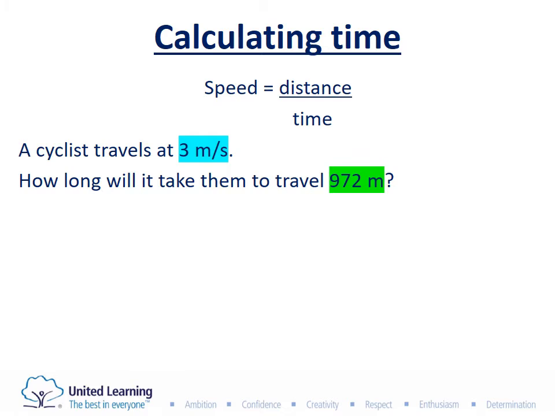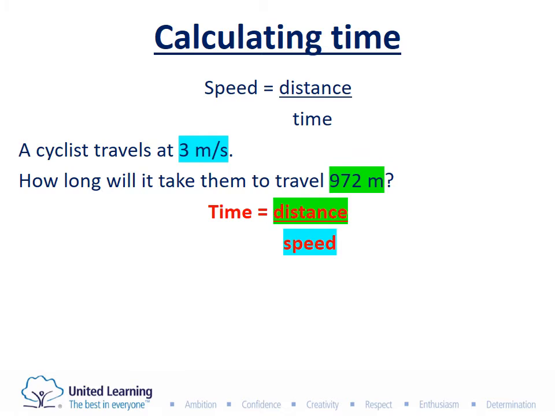A cyclist travels at 3 metres per second this time. How long will it take them to travel 972 metres? So this time we need to rearrange the equation because we're trying to find a different value other than speed. To work out time, once the equation has been rearranged, essentially you move the time aspect up to the top and bring speed down to the bottom: time equals distance divided by speed.